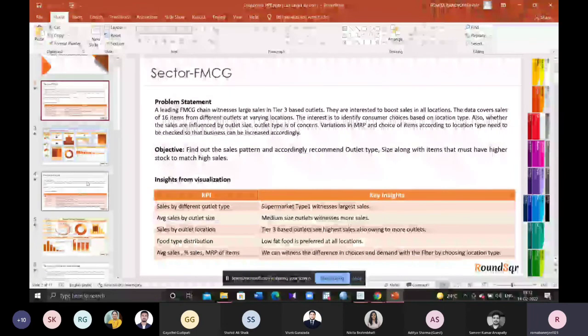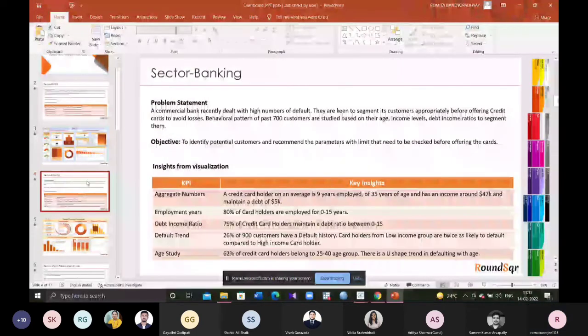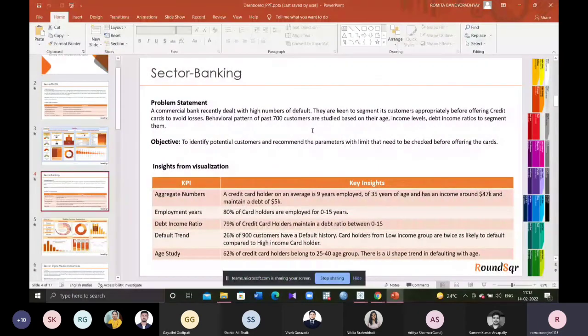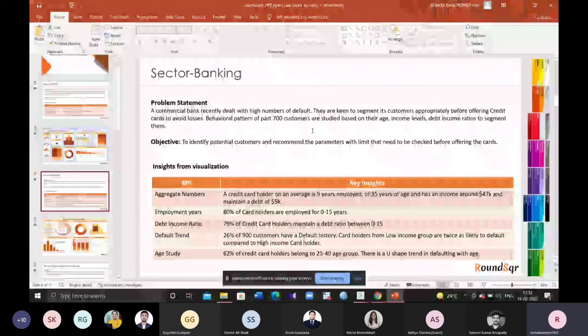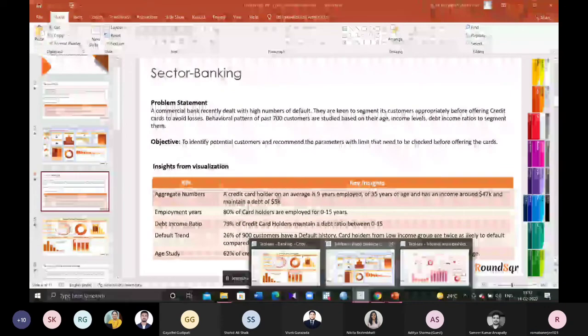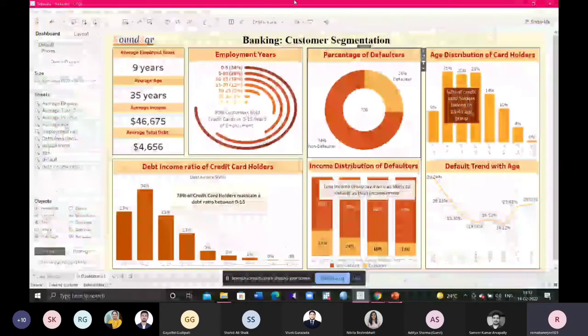Next, we shall move to the sector of bank. High number of defaulters. So they are keen to segment their customers. They would look forward to some of the points or attributes which they can refer to before having any customers or to offer any customer a credit card. Okay, so the dashboard for it is this.